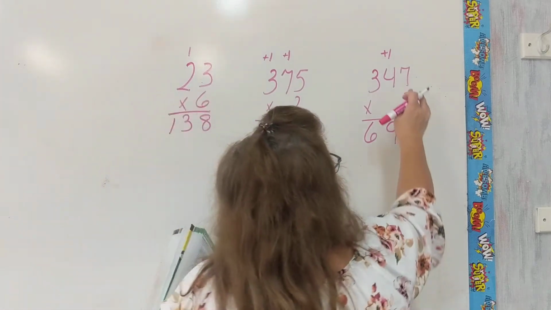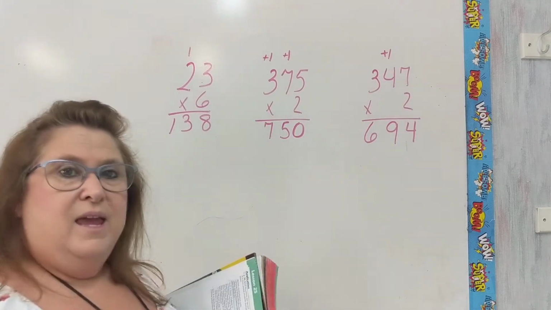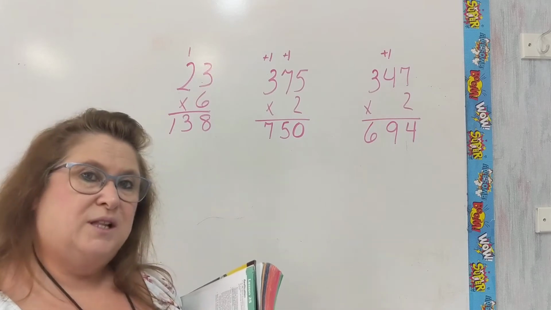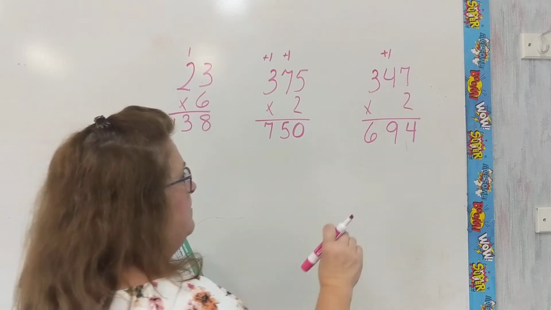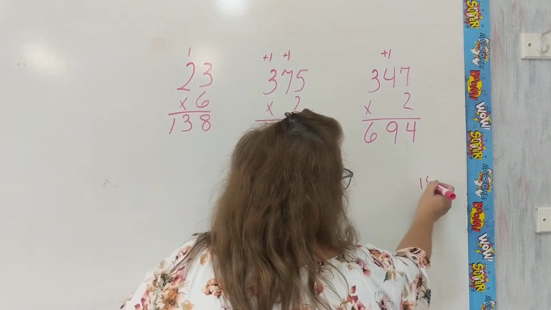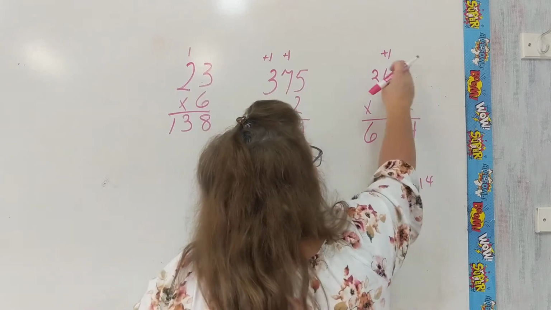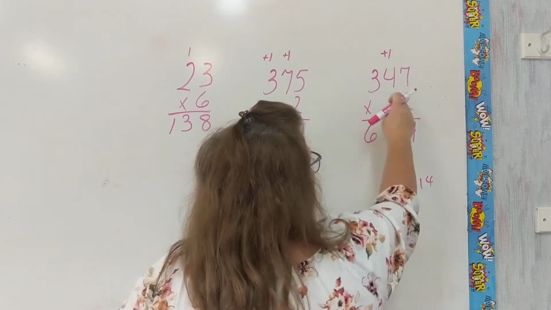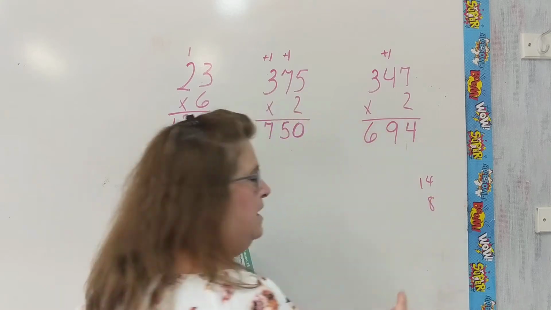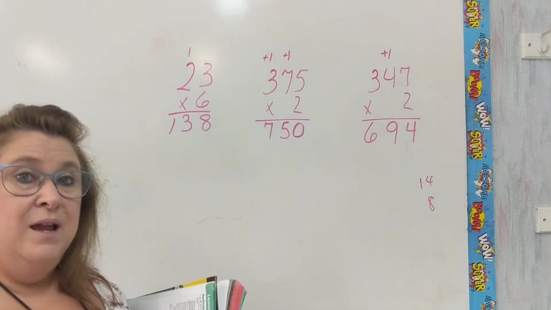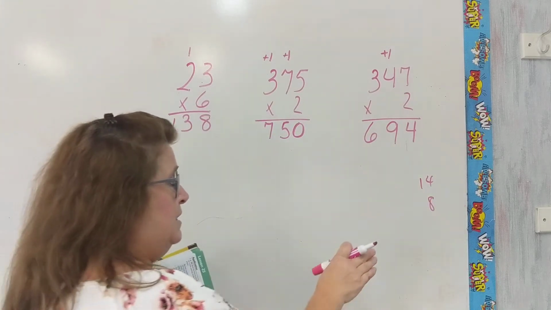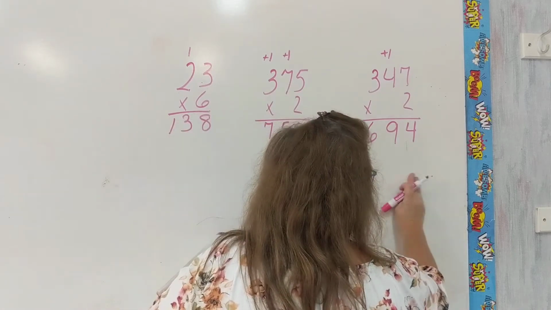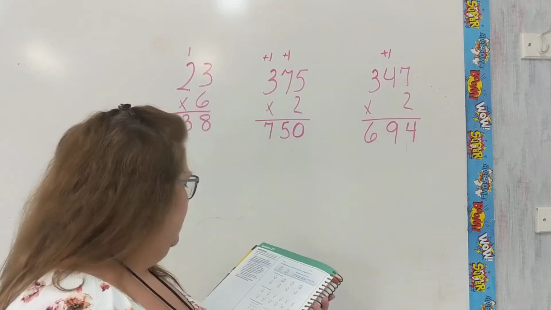Notice we only carry a number over if our answer has 2 digits in it. So like in 7 times 2, the number 14 has 2 digits, so we have to carry our 1. But in 4 times 2 equals 8, 8 only has 1 digit, so we will not carry a number over unless we have 2 digits in our answer, okay? All right, so let's do another one.